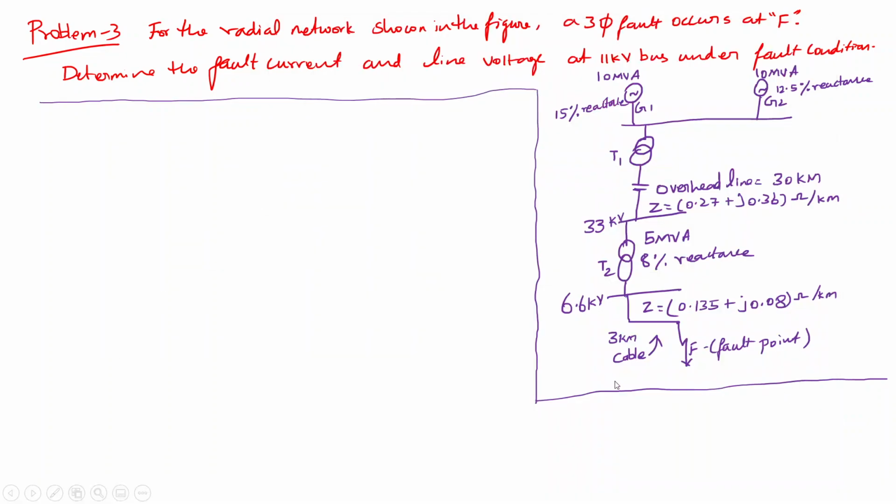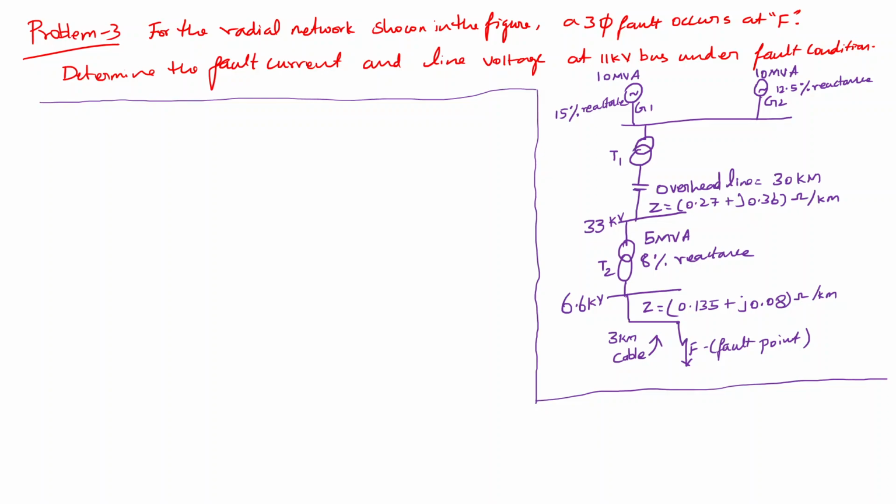So this is problem 3. The question is, for the radial network shown in the figure, a three-phase fault occurred at F. Three-phase fault means we know that it is a symmetrical fault. In an examination, you should not get confused whether it is a symmetrical or unsymmetrical problem. If a three-phase fault is mentioned, then obviously it is a symmetrical problem, and you can follow the same steps for a symmetrical problem.